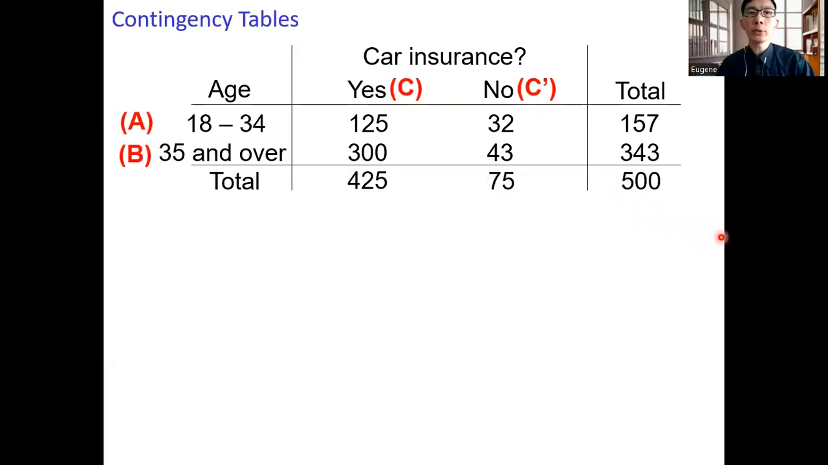And then I will define the event. I will define event A for the drivers whose age between 18 and 34, and define event B for drivers with age 35 and over. And then I'll denote event C, where the drivers purchase car insurance. And then for the drivers who do not have car insurance, I denote this as C dash, the complement of event C.